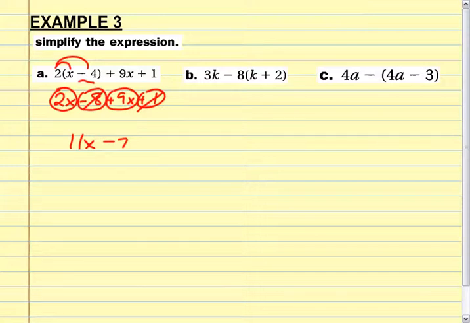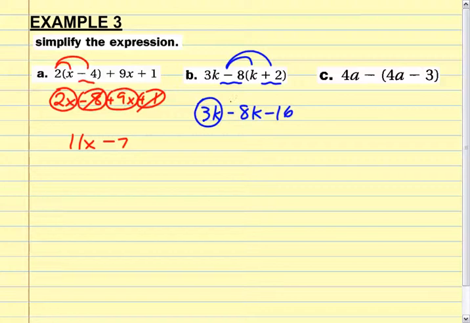So now I've got negative 8, don't I? So negative 8 times k. Yeah, negative 8k. Good. And then negative 8 times positive 2, you get negative 16. Good. But then that 3k, I'm just going to bring it down. Now how many terms do I have?